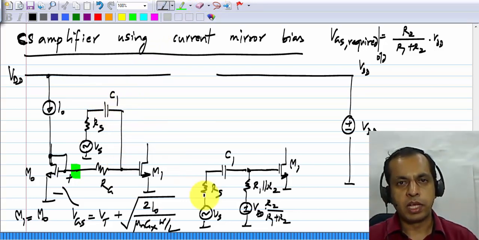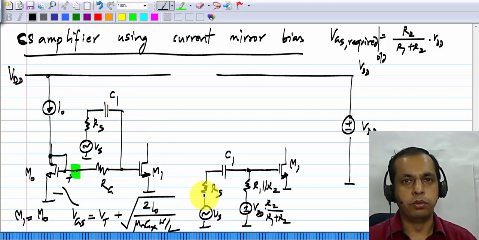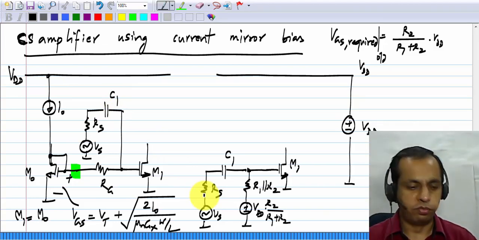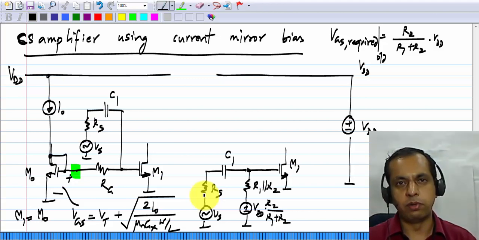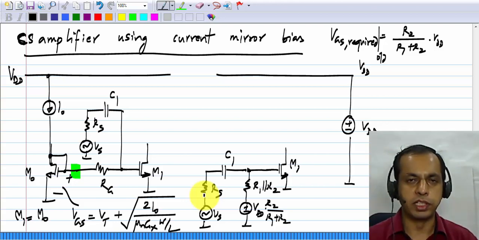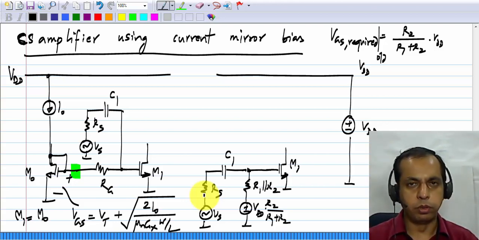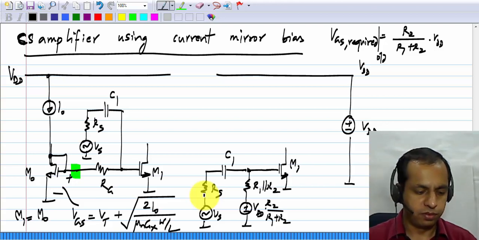As before, we assume that the signal frequency has some minimum value which is not 0. If it is 0, you couldn't do that because then the capacitor will block DC. But for a lot of applications, this is good enough. We can assume that the signal has a certain minimum frequency. In that case, we can choose C1 to be finite but large enough.